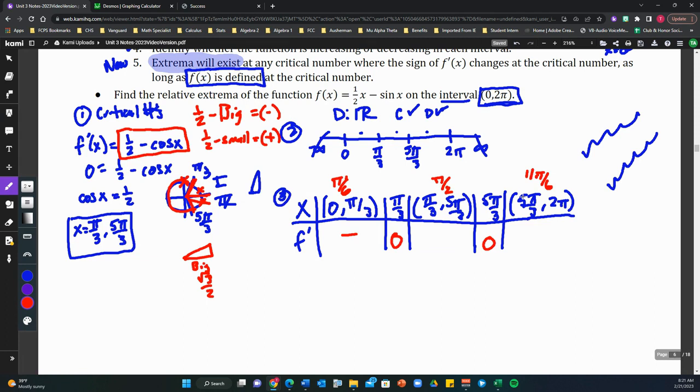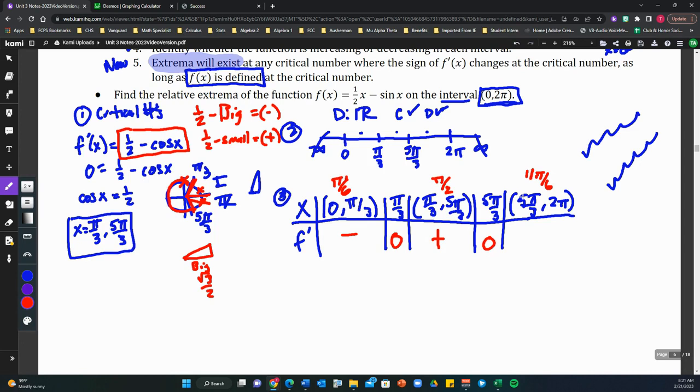At pi over 2, I chose pi over 2 because on the y-axis angles, the x-coordinate is 0. So I know that's really easy. 1/2 minus nothing is 1/2. So it's going to be positive. Now, pi wouldn't have been much more difficult, but then pi requires actual calculations. The x-coordinate is -1, and 1/2 minus -1 would still give you a positive answer because of the double negatives.